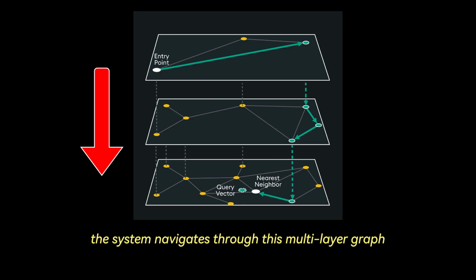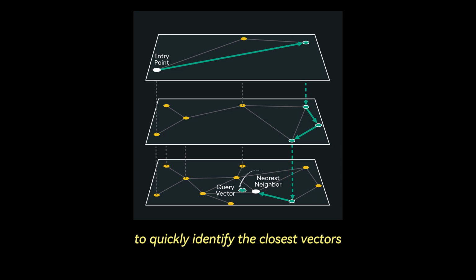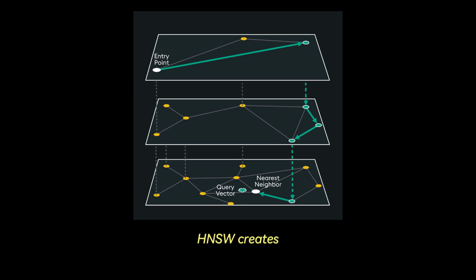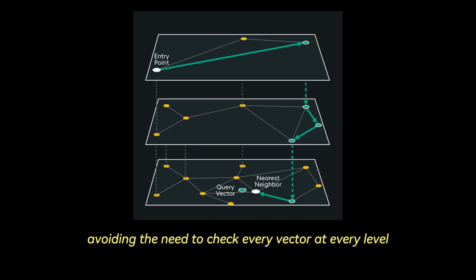When performing a search, the system navigates through this multi-layer graph to quickly identify the closest vectors. HNSW performs extremely well in practice because it allows the system to quickly navigate through the graph and find the nearest neighbors. There is very quick navigation through proximity links. HNSW creates shortcuts between vectors that are likely to be neighbors, which significantly reduces the search path. This graph structure allows the algorithm to make larger leaps in the sparse upper layers, avoiding the need to check every vector at every level.